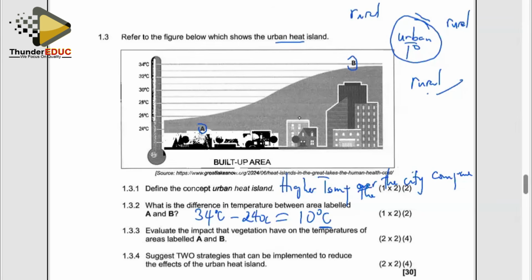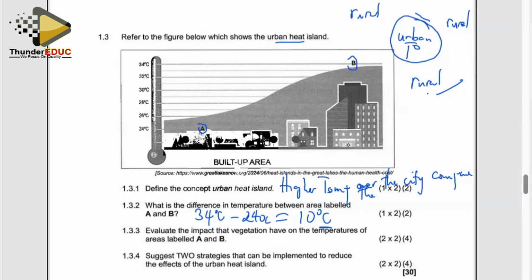Our next question is: Evaluate the impact that vegetation has on the temperatures of areas labeled A and B. Right, if we look at A, there's more vegetation here. There's more vegetation cover. It's a rural area far away from the CBD. But if you look at the CBD here, there is no evidence of vegetation there. It means it's very minimal.